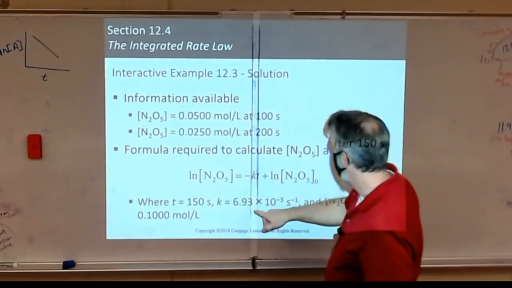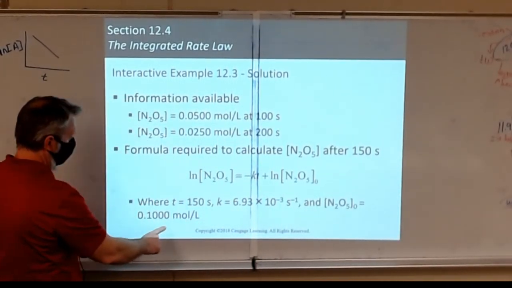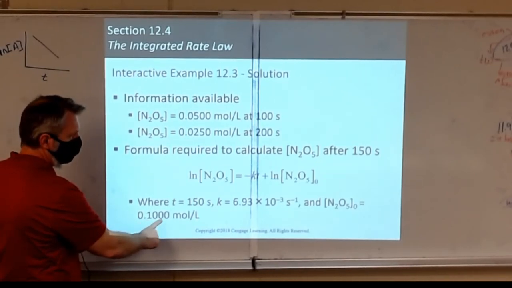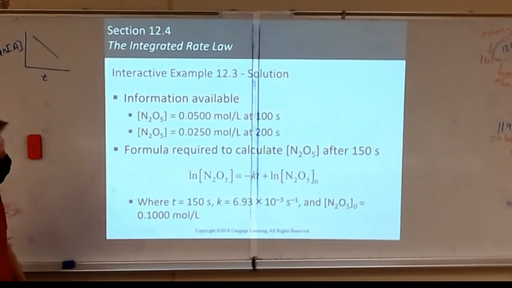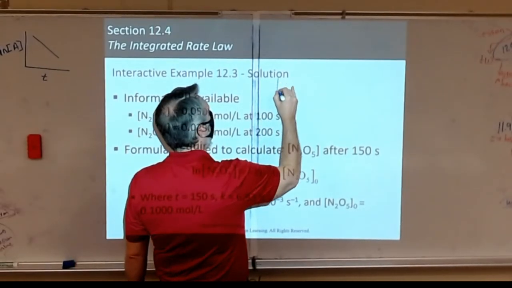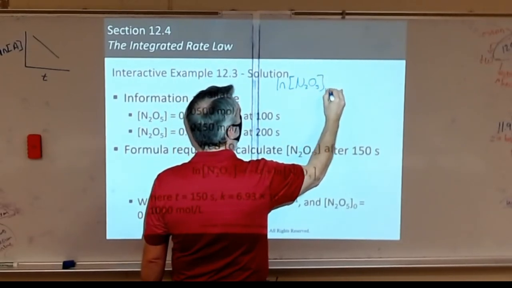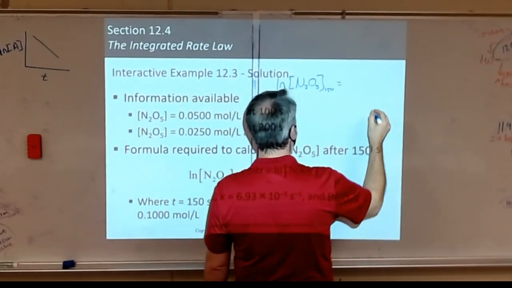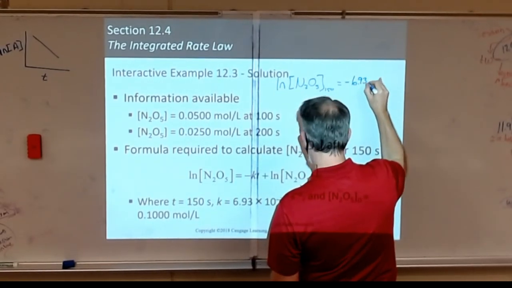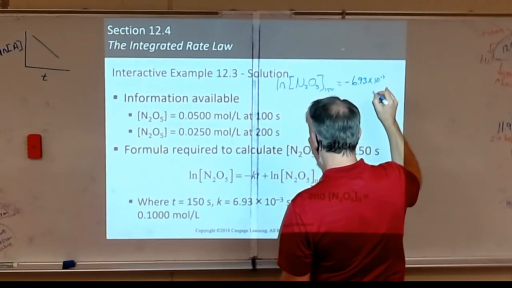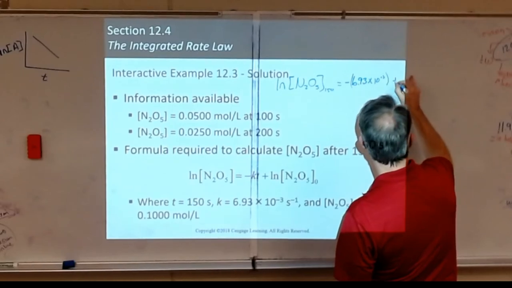So, t is 150 seconds. k is this number. The time at 0 is 0.1, which goes here. So when I get all done, it's natural log, and I'm not going to worry about units. Okay.